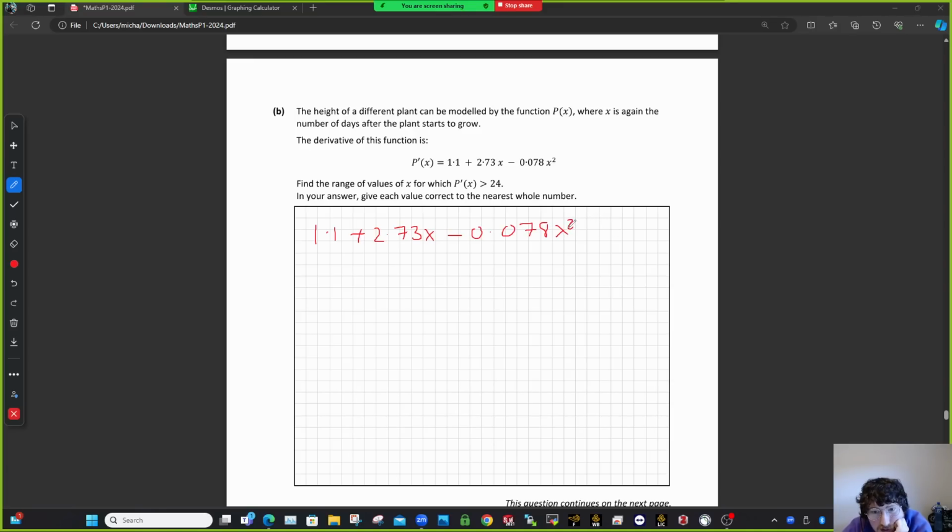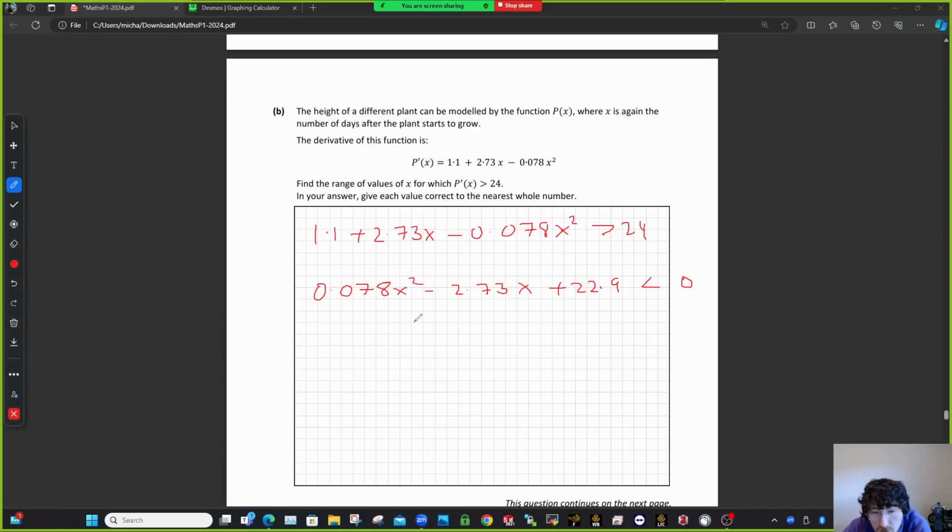you set it greater than 24. Now you bring everyone to one side. So I'm actually going to bring everyone over to the right side. So everyone is going to be pointed at, the tip will be pointing at everyone. So when everyone goes over to one side, they'll be 0.078 x squared minus 2.73 x. The numbers combine together to give plus 29.9. Remember I said they're getting pointed at, the tip is pointing at them like that.